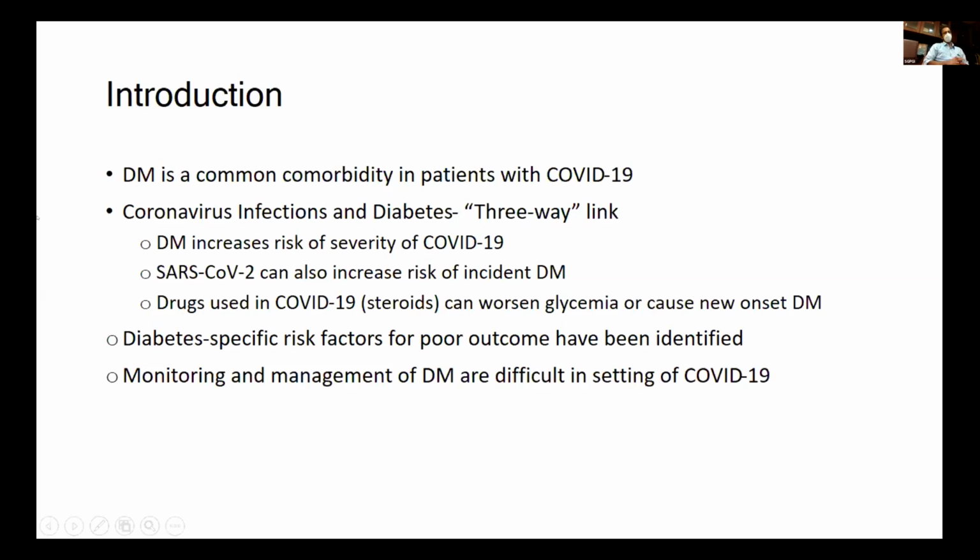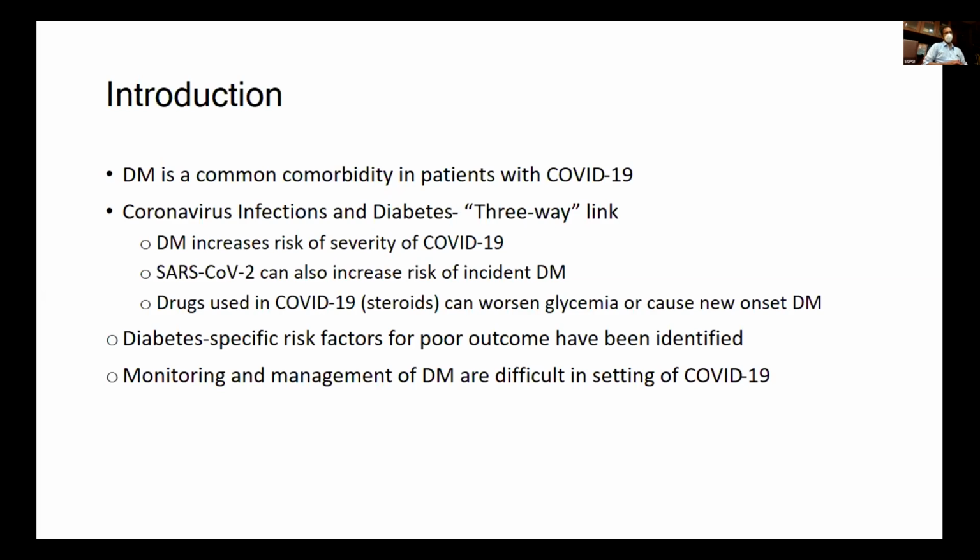Diabetes is very common in patients with COVID-19, and the relationship between coronavirus and diabetes is a three-way link. First of all, diabetes increases the severity of COVID-19. Second, it is well proven nowadays that this virus can independently cause diabetes because it affects the pancreatic beta cells, leading to a defect in insulin secretion. And third, steroids are now commonly used in very severe patients of COVID-19, meaning those who develop hypoxia.